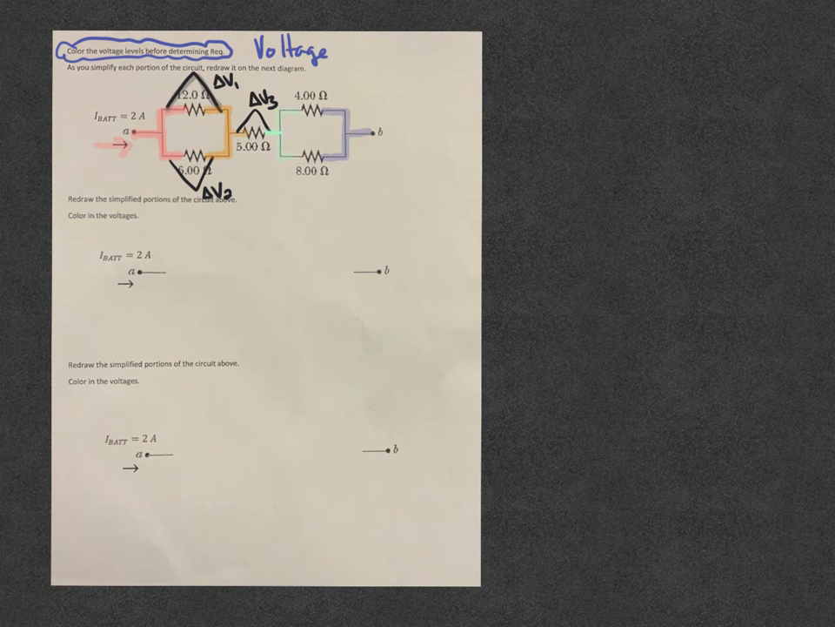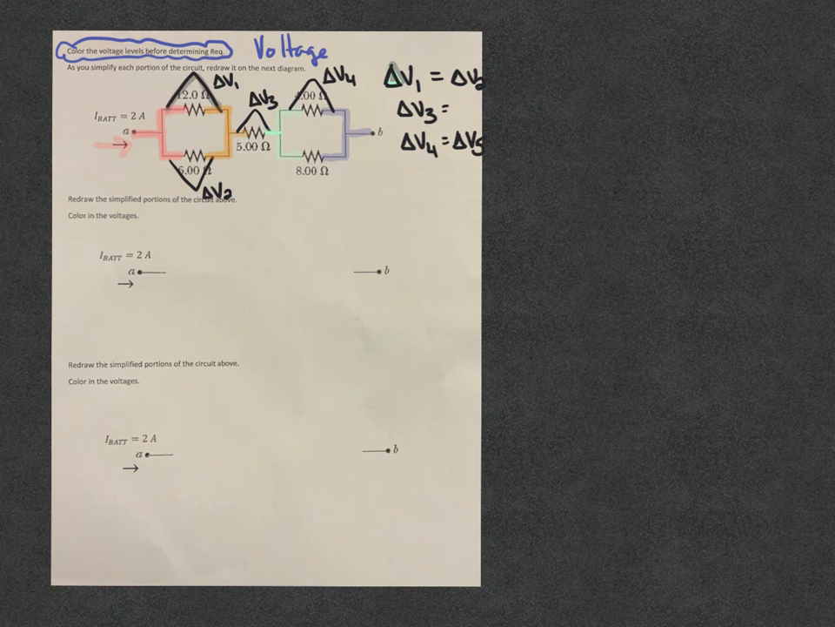Do you see what happens? Whatever voltage drop you have after the 5, the remaining voltage has to be going to both the 4 and the 8. So we basically know delta V1 has to be equal to delta V2. We also know that delta V3 is unique all by itself, and we know that delta V4 and delta V5 have to equal each other.